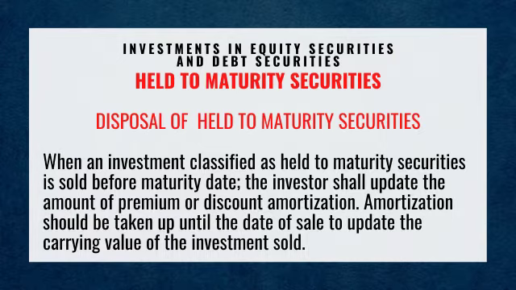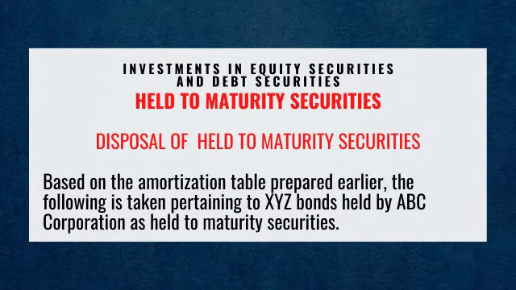Disposal of held to maturity securities. When an investment classified as held to maturity securities is sold before maturity date, the investor shall update the amount of premium or discount amortization. Amortization should be taken up until the date of sale to update the carrying value of the investment sold. Based on the amortization table prepared earlier, the following is taken pertaining to XYZ bonds held by ABC Corporation as held to maturity securities.